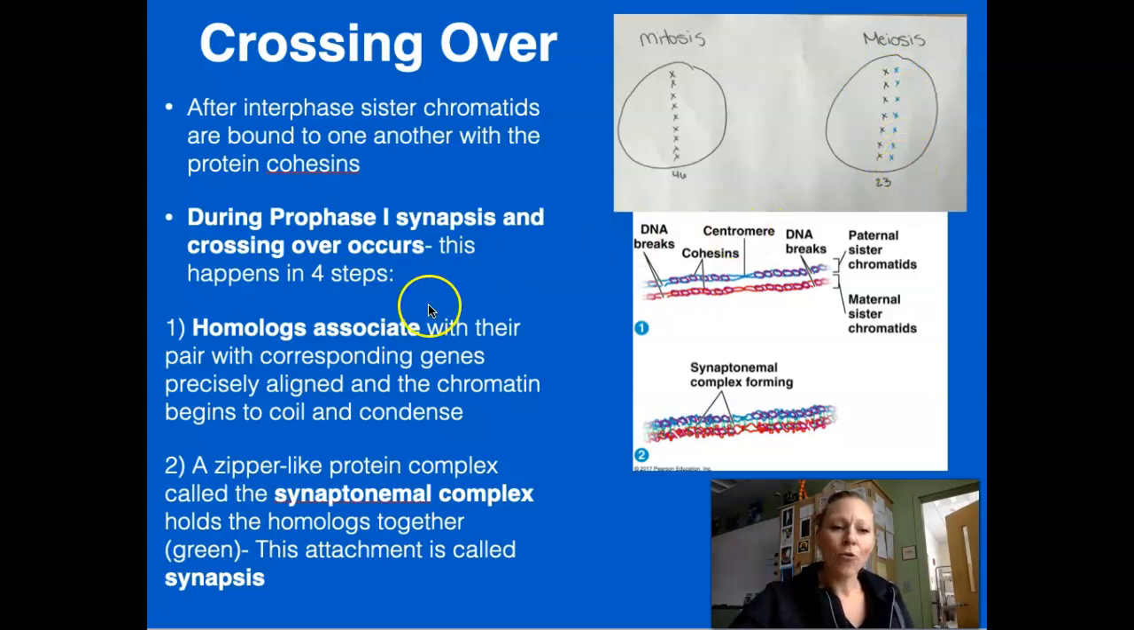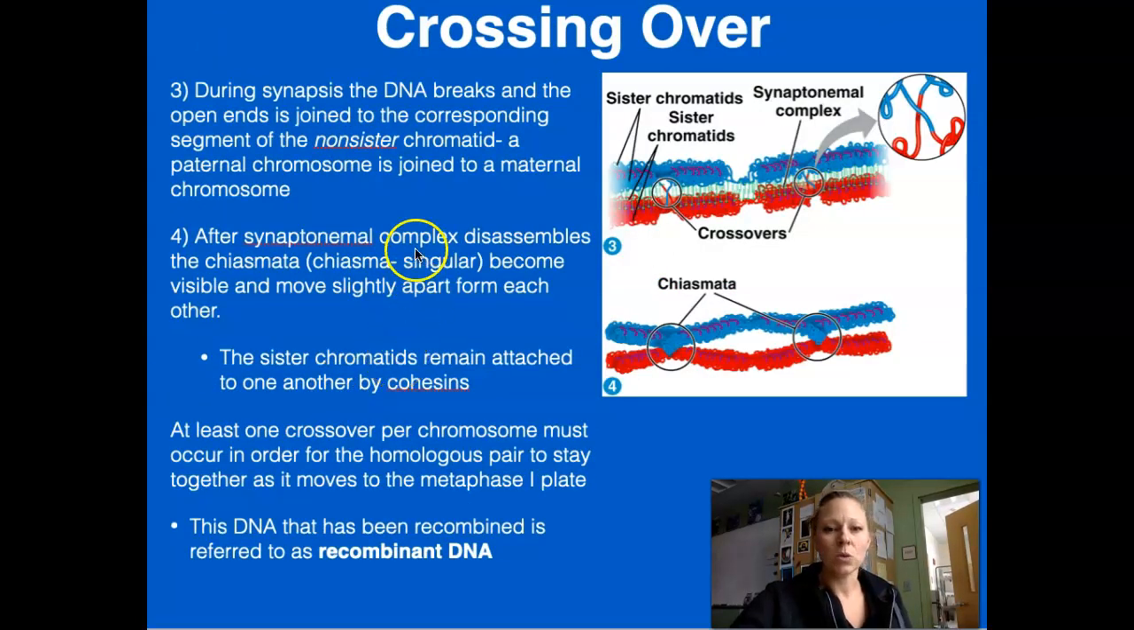There are 4 steps for this synapsis and crossing over. The first step is that the homologous pairs, or the homologs, are going to associate with their pair. Then the chromatin begins to condense. Then a zipper-like protein called the synaptonemal complex, which you can see in the green here, is going to sort of sew the homologs together. And so they're sort of stuck together. This attachment from the synaptonemal complex is called synapsis. So they are going to be next to one another.